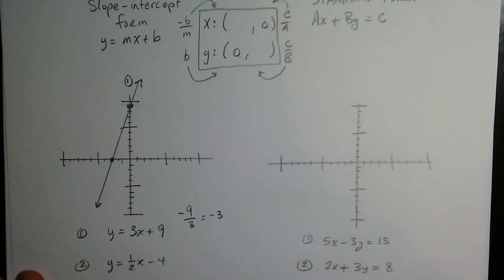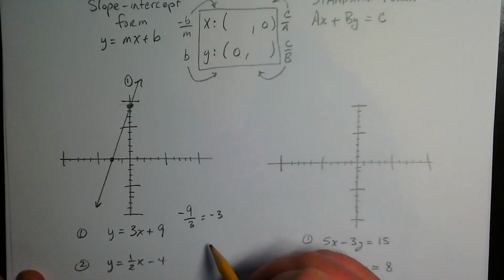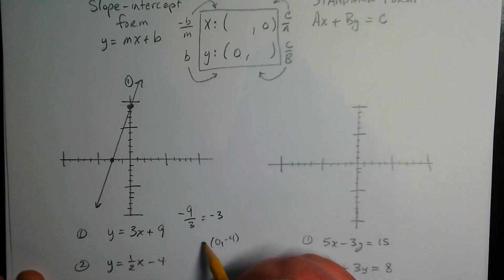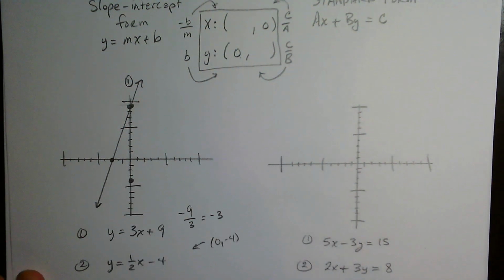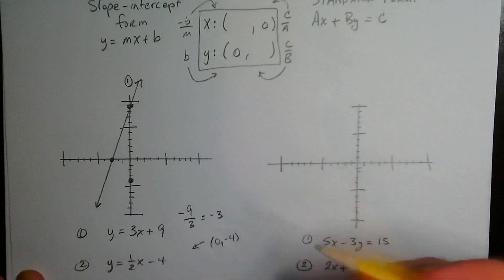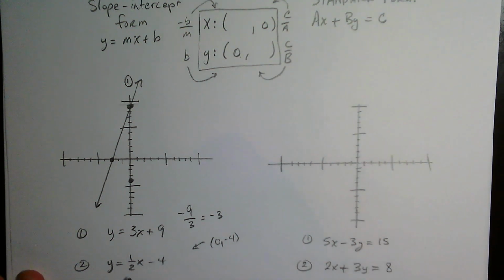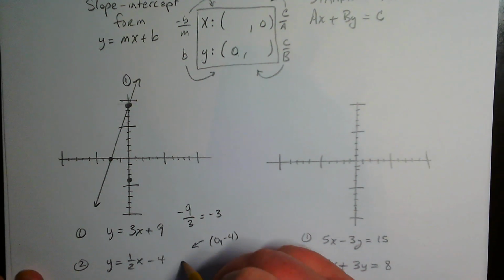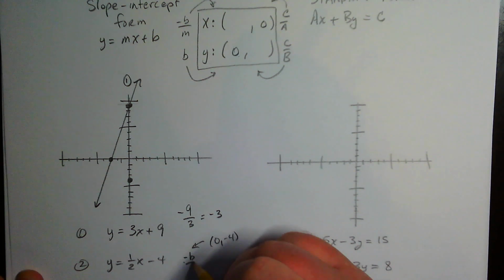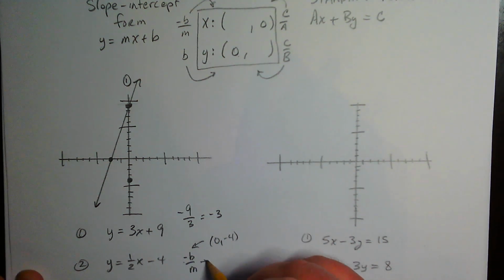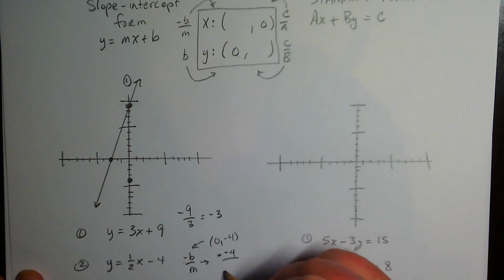Let's do equation number 2. So the y-intercept is, of course, 0, negative 4 for number 2. So 0, negative 4, that's right there. Now, we could count up 1 over 2, up 1 over 2, all that kind of stuff. But I'm going to show you also how to find the x-intercept from here. It's going to be negative b over m. So negative of negative 4 is positive 4 over m, which is 1/2.